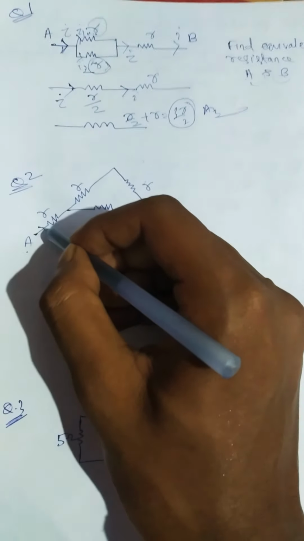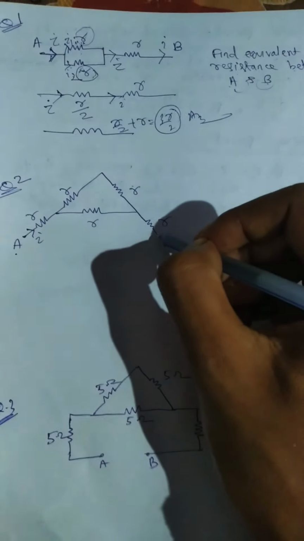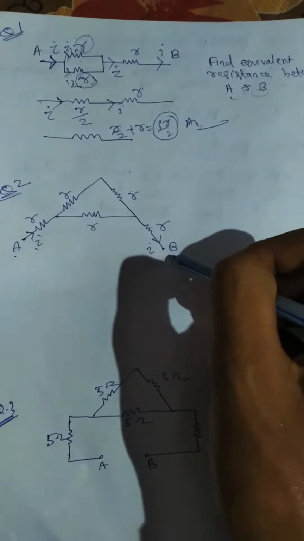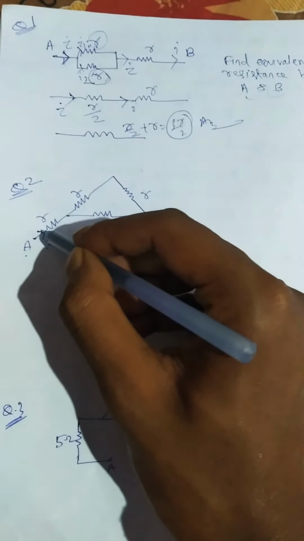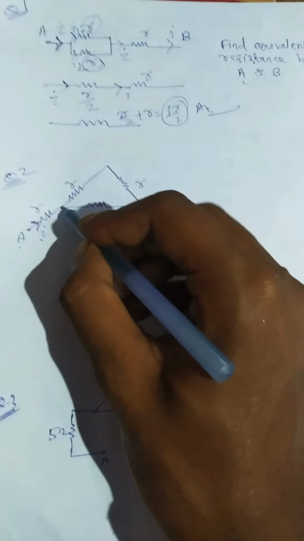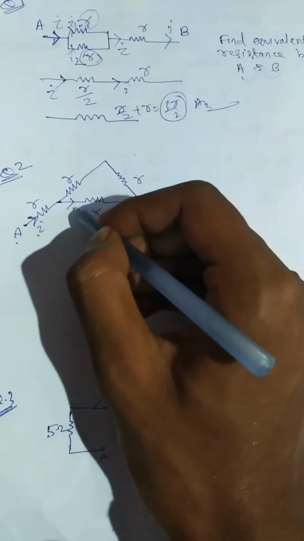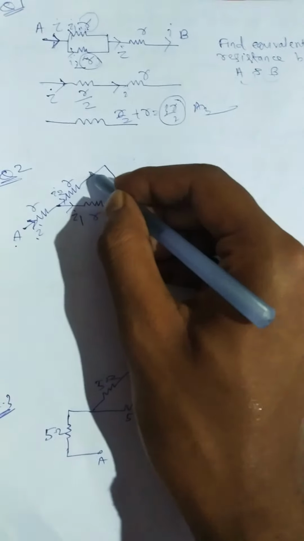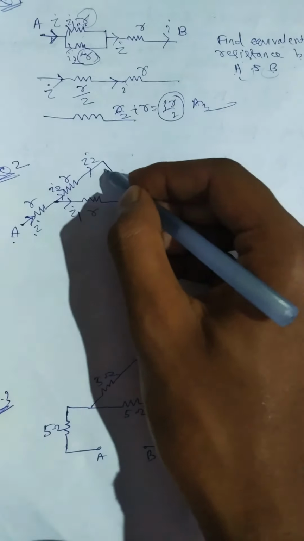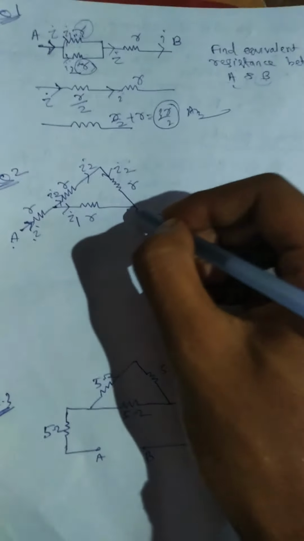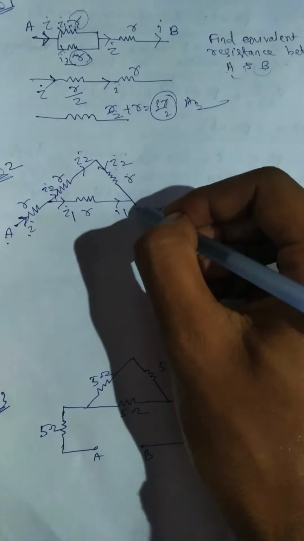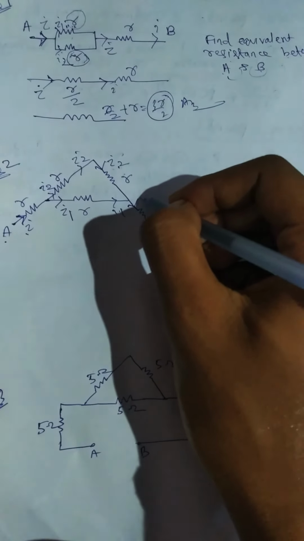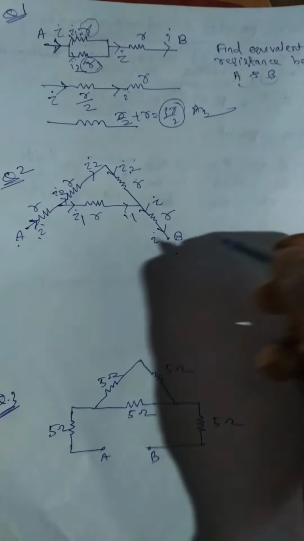Next, find the equivalent resistance between A and B terminals. Current starts from A and ends on B. So current I flows, and there is a branch where the current divides. Suppose this is I1 current and this is I2 current. Here also the current will be I2, and here I1, and again I1 plus I2 combine to form I.